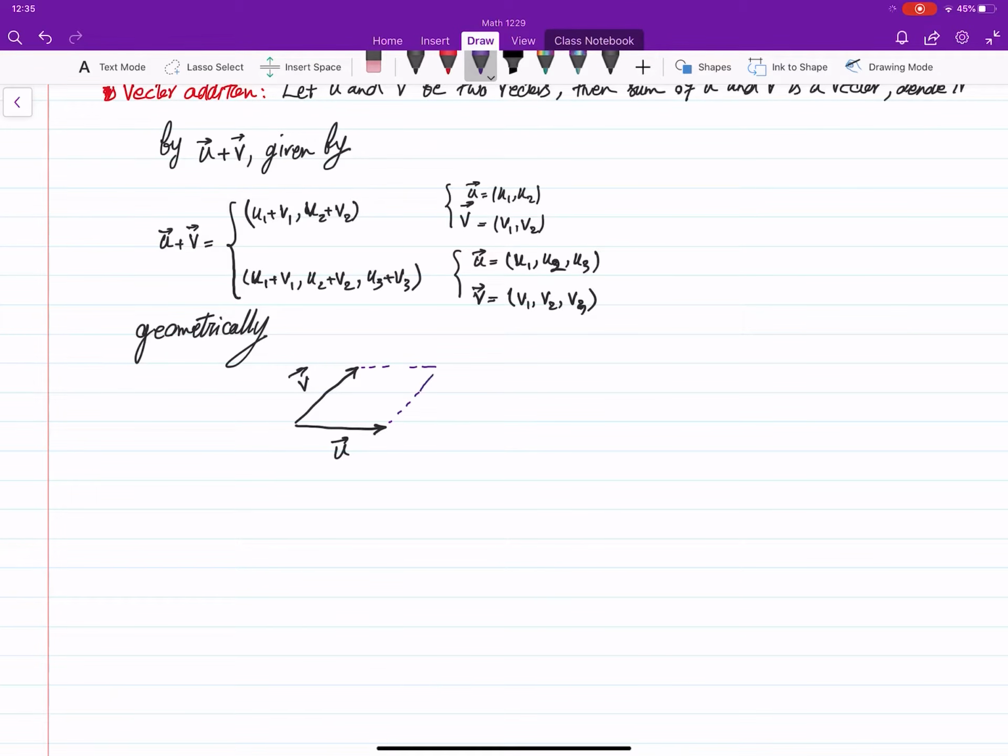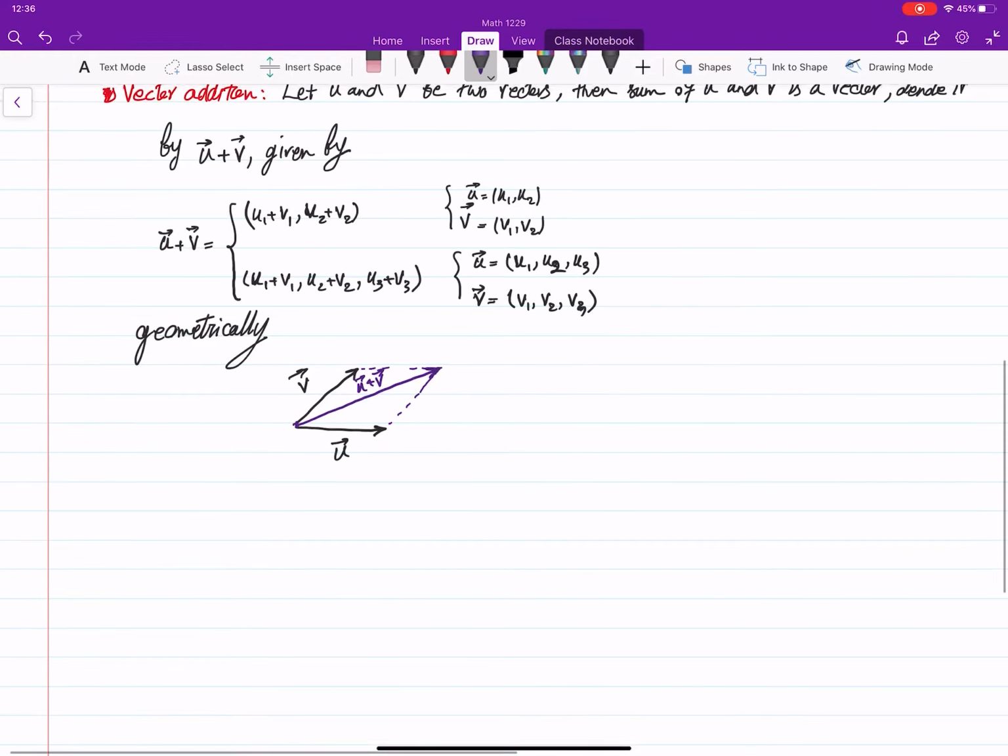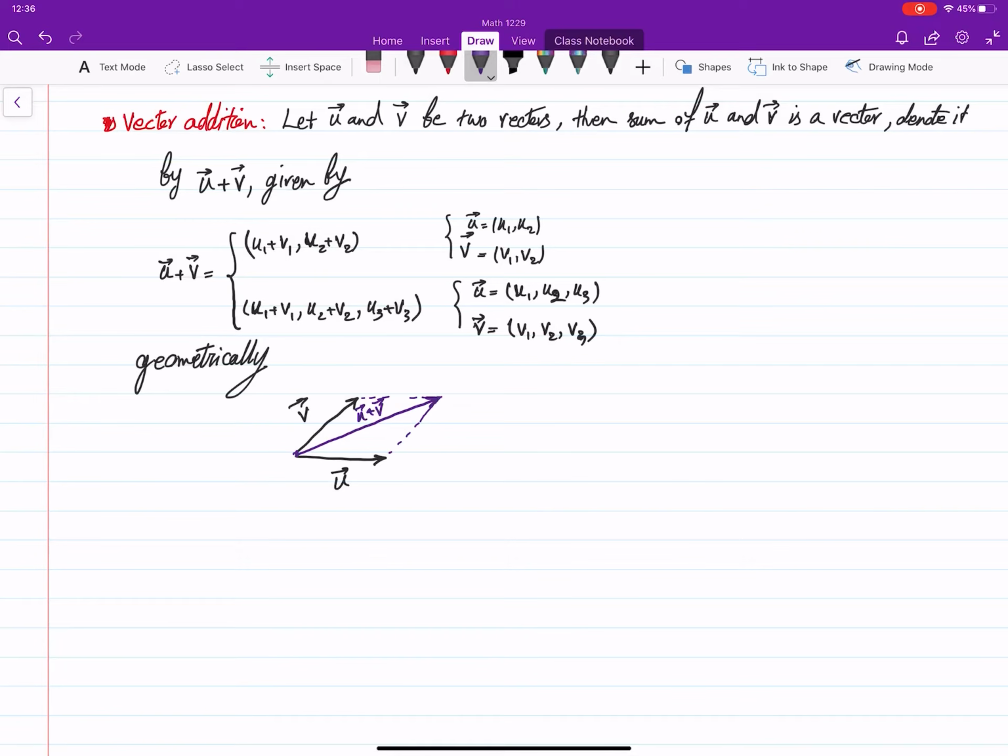parallelogram using u and v, and then u plus v is the vector which is given by the diagonal of that parallelogram starting from the origin. So that's how you find u plus v in the geometric picture. Well, okay, so that's the second thing. Again, you add the components.